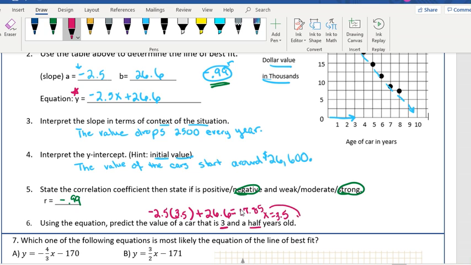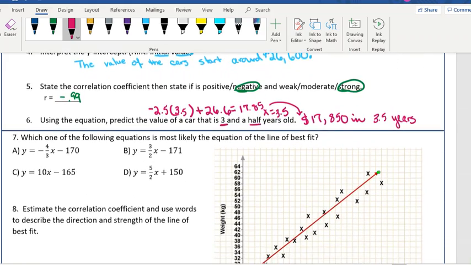So this would be $17,850 in 3.5 years. All right.